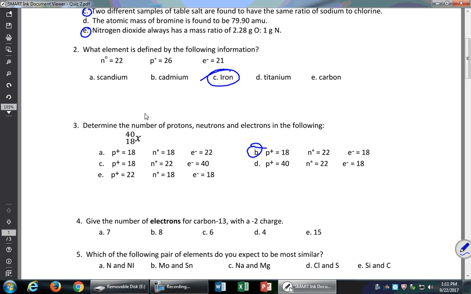Remember, our mass is our protons plus our neutrons equals our mass. So 40 minus 18 should equal 22 if B is right, and it does. So B is correct for protons, neutrons, and electrons. Any questions with that? Remember, you cannot have more protons than mass. So if you get confused about which number is the mass, it's the bigger one.